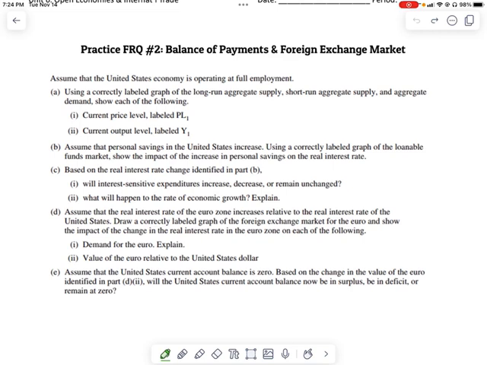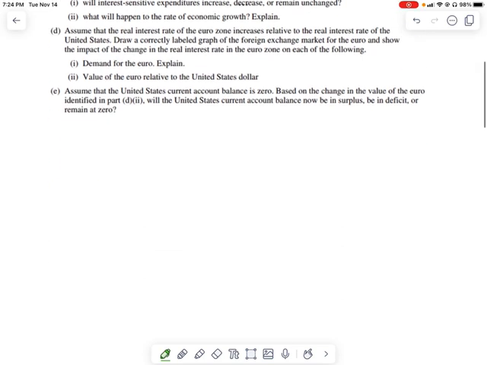Let's jump right in. We're looking at our favorite buddy here in part A, aggregate demand, aggregate supply. So we've got the US at full employment, and then we have to graph that. Then we're taking a look ahead just real quick here at part B. Assume that personal savings in the United States increase. Using a correctly labeled graph of the loanable funds market, show the impact of the increase in personal savings on the real interest rate. So let's just dive in and do those two graphs right here.